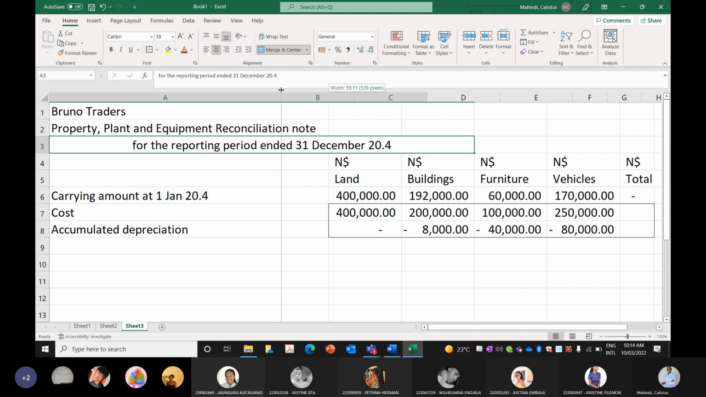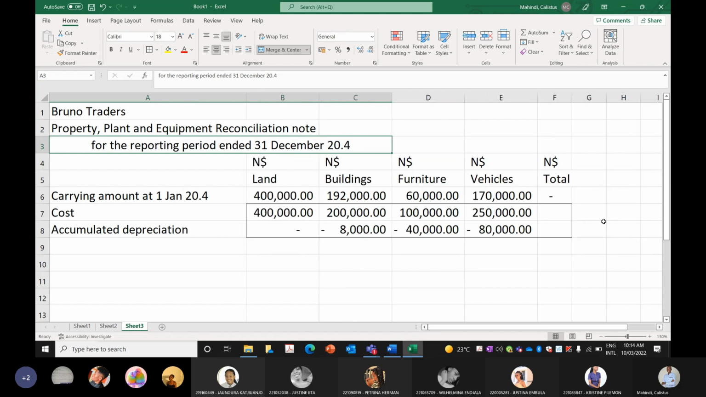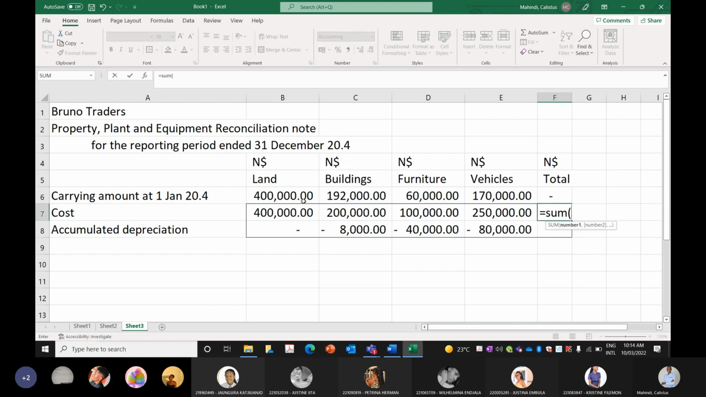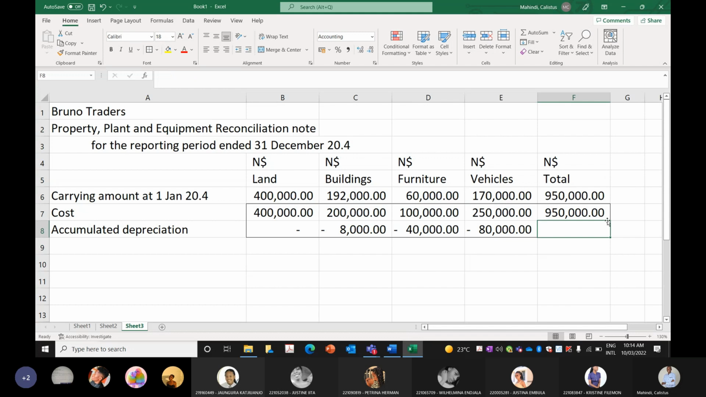Then your total. As I said, you can just ignore the total column. Most questions will tell you to ignore the total column, but if it doesn't, then you need to include it. Okay, so it will be 822,000.